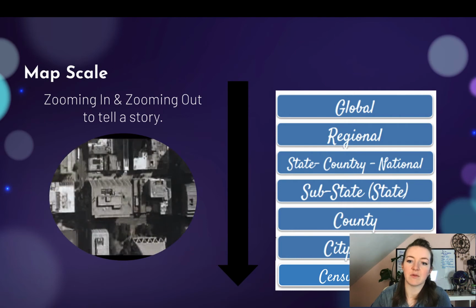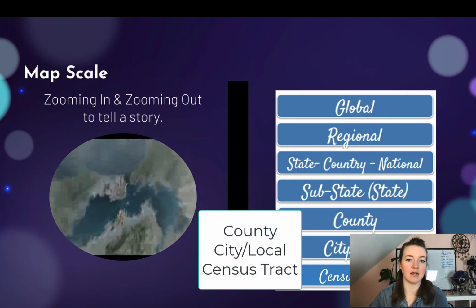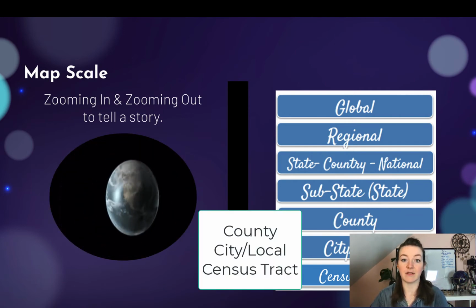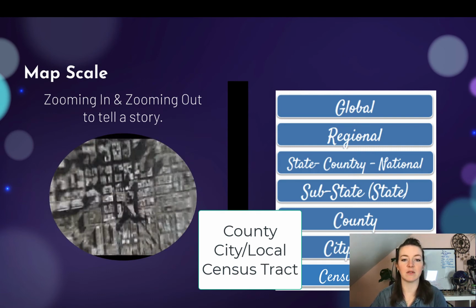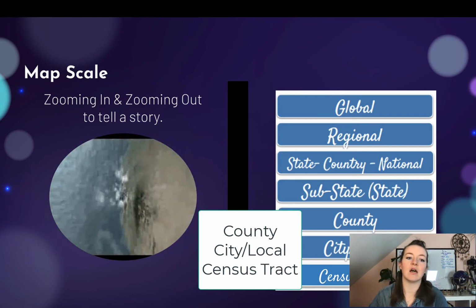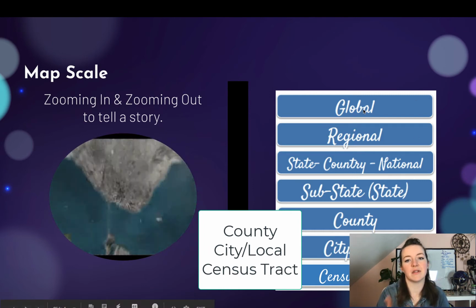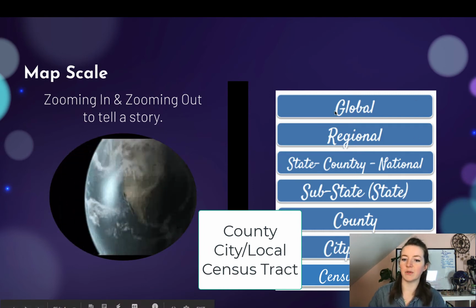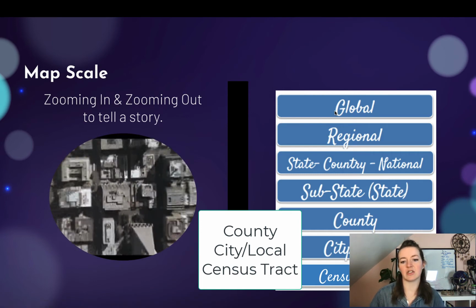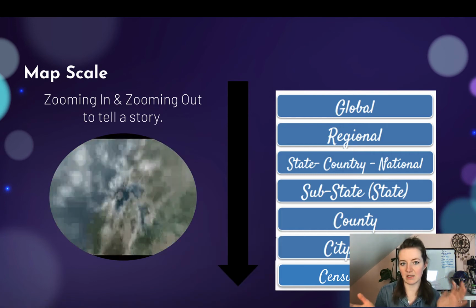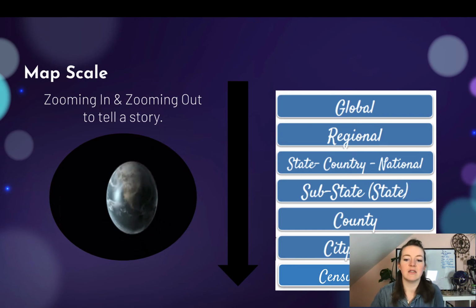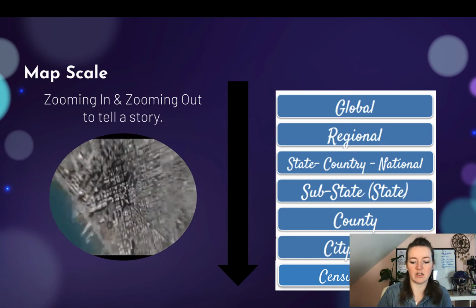So the first thing we're looking at is map scale, and map scale is a little bit different than a scale of analysis. So this is our zooming in and out to tell a story. And on this side, this is really what we think of as scales of analysis. So we look at global, regional, state, country, national, substate, which means state as we think of states, county, city, local, and then census tract.